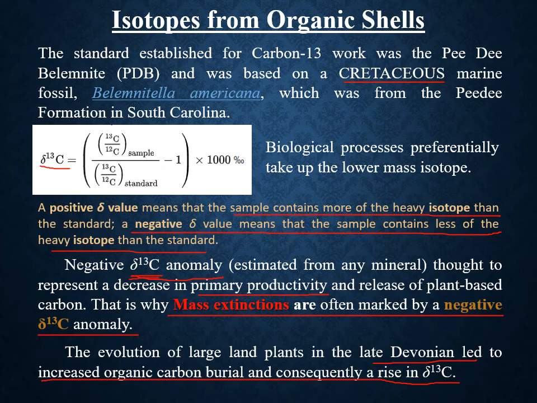That is the organic carbon. So the environment becomes enriched with the heavier isotope of carbon. That is why we get a positive delta value of carbon isotopes during the late Devonian.